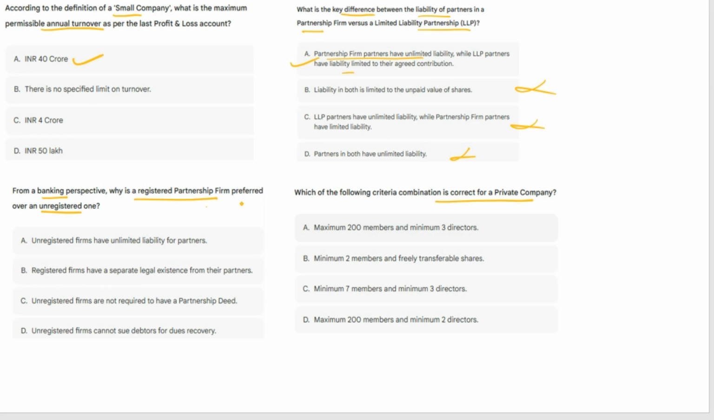From a banking perspective, why are registered partnership firms preferred? Unregistered have unlimited liability for partners. Registered firms have a separate legal existence. Unregistered firms are not required to have a partnership deed. This is the answer: unregistered firms cannot sue debtors for dues recovery. We discussed that just now.